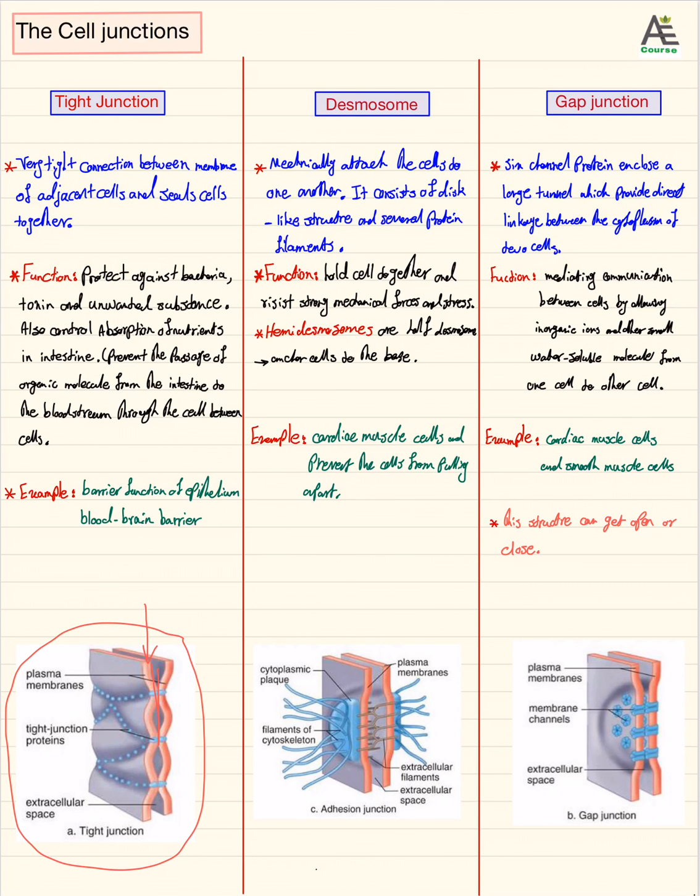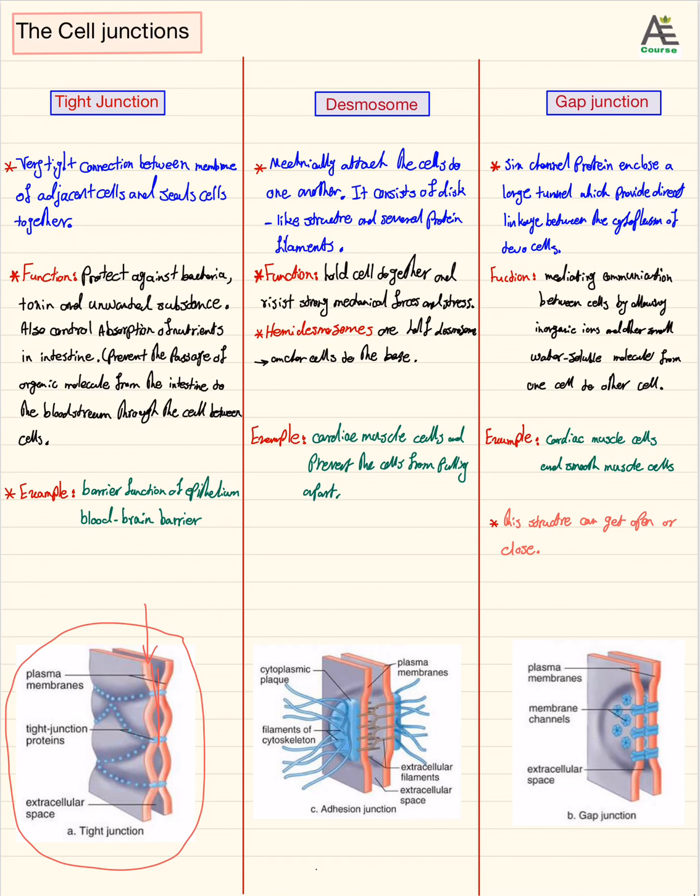And also, there are some examples I brought here. One example is the barrier function of the epithelium. For example, the skin is one of the places in our body where we can find tight junctions, and also the blood-brain barrier in our brain has tight junctions too.